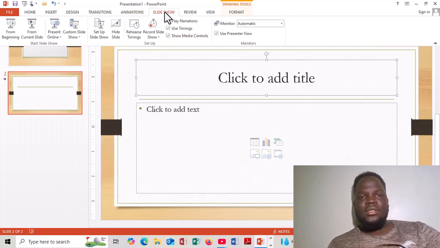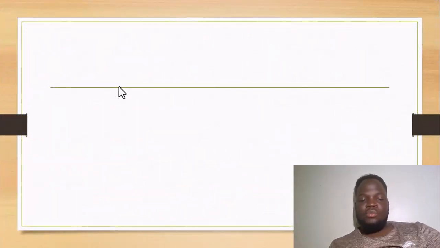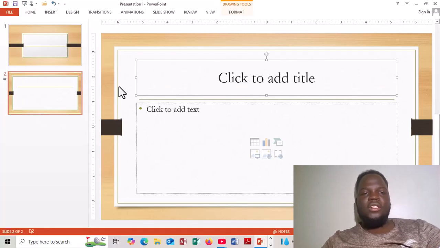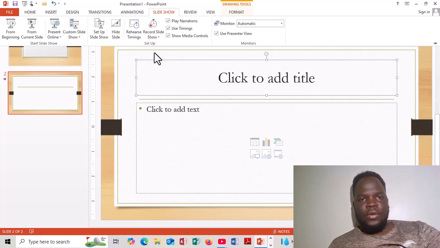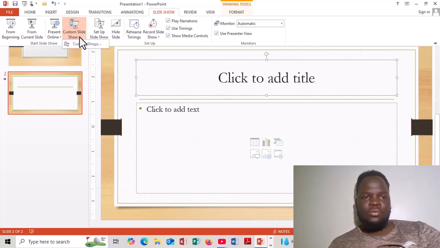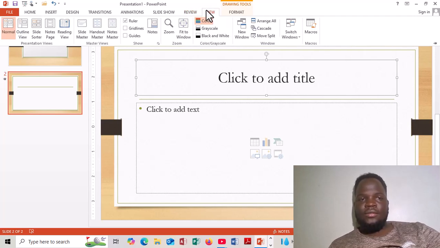So the slideshow tab is what we use to set up a slideshow. We can set it from the beginning, and then we have something like that. I think you can see that our transition has been reflected. So we can set up our slideshow from here. We can edit the custom slideshow. We can edit our slideshow. Then we have the review tab, and then we have the view tab.